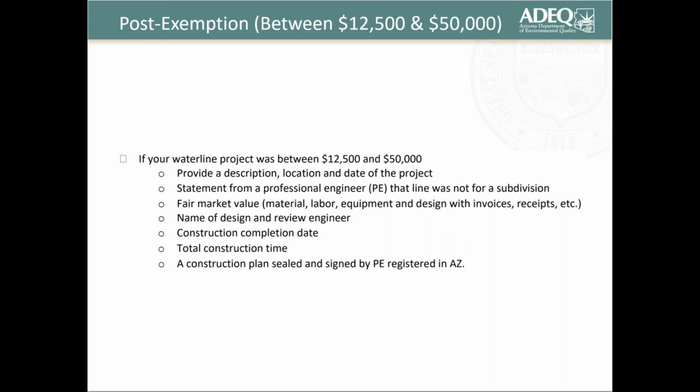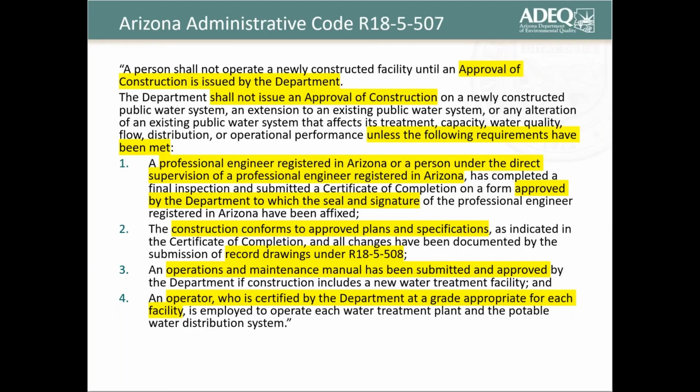So per the Arizona Administrative Code R18-5-505, an approval of construction must meet the requirements of a completed certificate of completion or AOC application. It's signed and sealed by a PE registered in Arizona. The record drawings conform to the approved plans and specifications from the ATC phase. An operations and maintenance manual has been approved, which is based on the project type specific to treatment and disinfection, and have a certified operator.